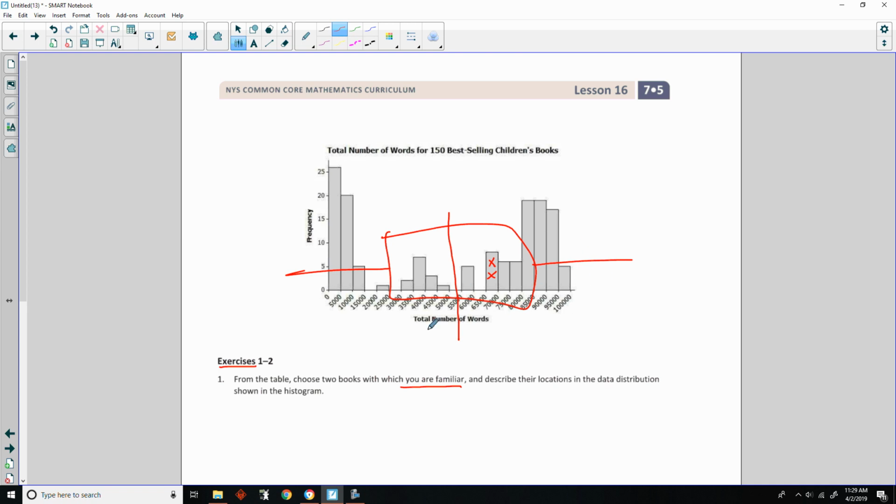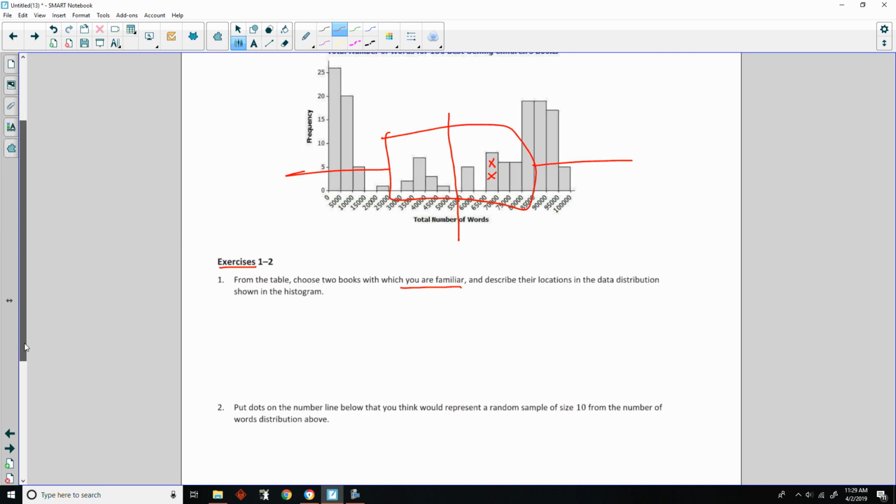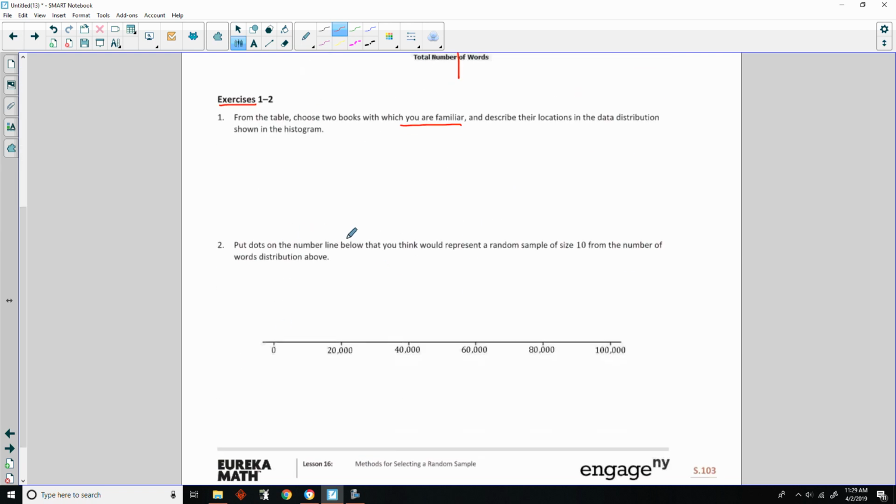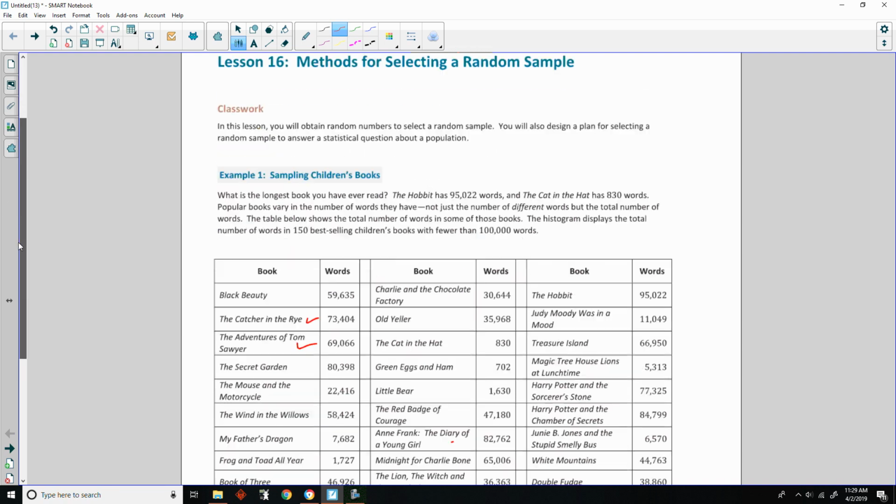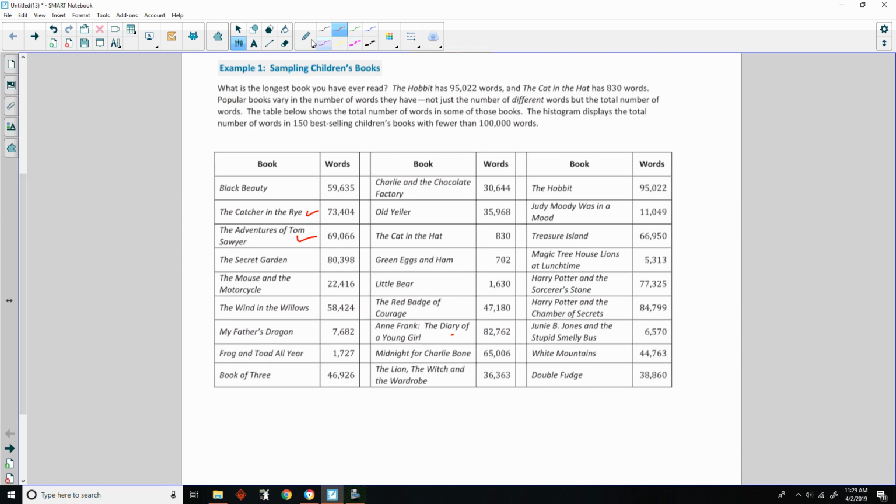Okay, so there you have it. Number 2, put dots on the number line below that you think would represent a random sample of size 10 from the number of words distribution above. So what they're saying is if I chose books randomly from this list, where would those dots end up?